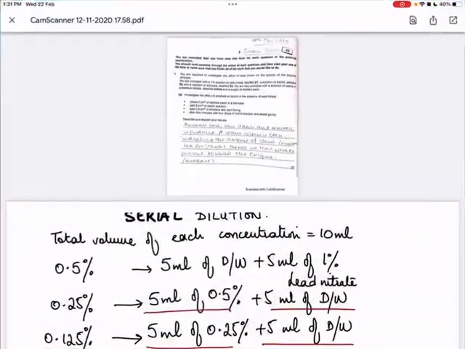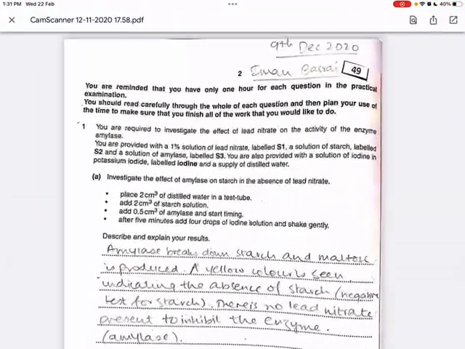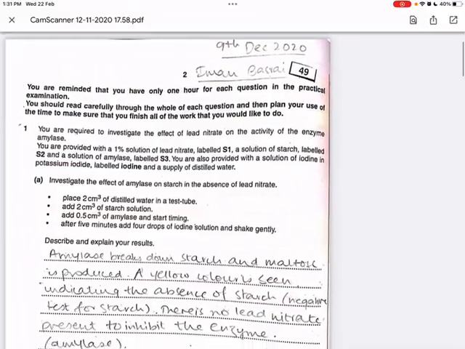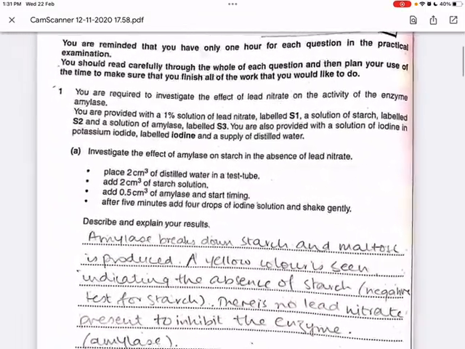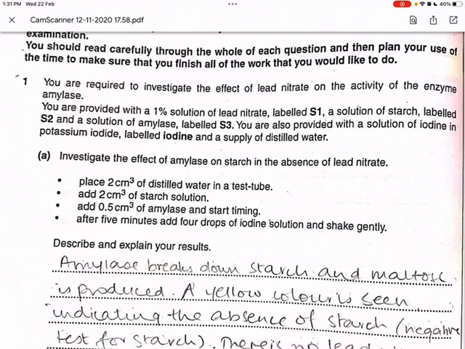Okay, so another experiment, another variety of a serial dilution. Now look at what the question is saying. You are required to investigate the effect of lead nitrate on the activity of the enzyme amylase. You are provided with a 1% solution of lead nitrate, right? And so this means that the maximum concentration that has been given to you is 1%, right?